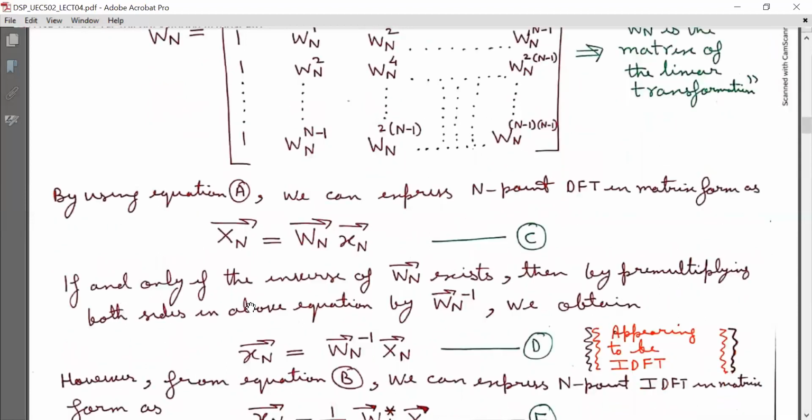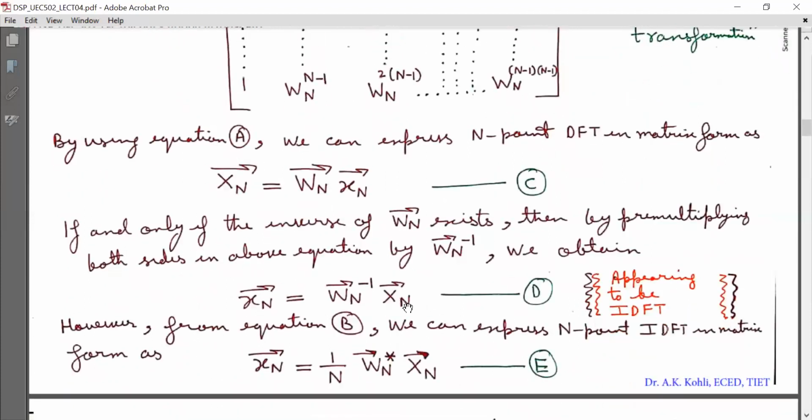Now, if and only if the inverse of the capital W matrix exists, then by pre-multiplying both sides in the above equation by the inverse of matrix W, we obtain small x vector equal to the inverse of matrix W into capital X vector. Now, looking at this small x vector, it appears to be the IDFT.